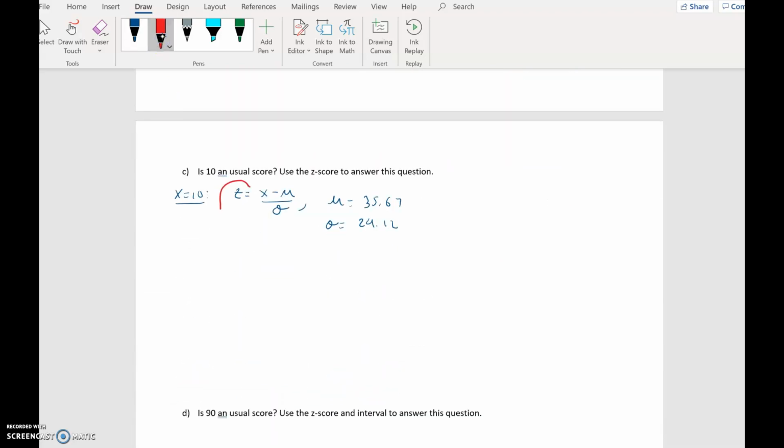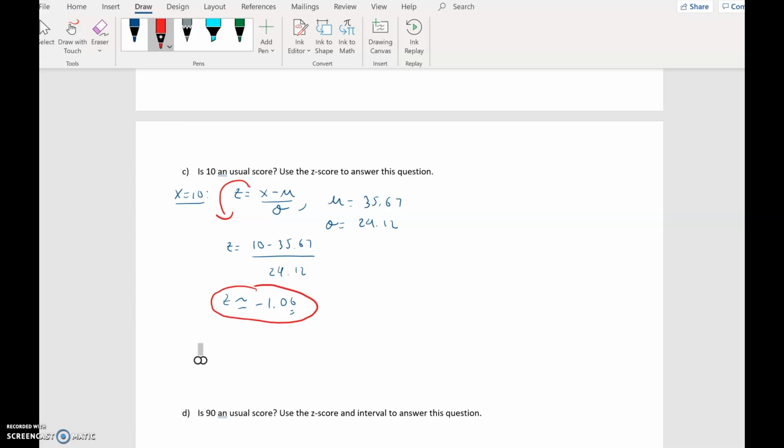And then the proper calculation for the z-score, z is equal to 10 minus 35.67 divided by 24.12. It's going to give us that z is approximately, and let me evaluate this. Okay, so please check it, and I'm getting -1.06. For z-scores, we're rounding to 2 decimal places.